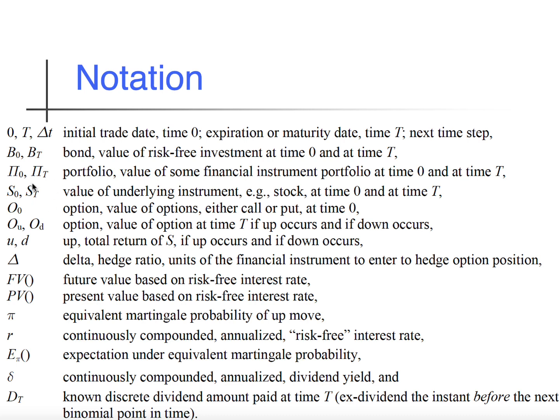The underlying instrument is assumed to be S. The options will be O, either call or put. The U and the D is the total return if the stock goes up or down. Delta is going to turn out to be the hedge ratio and the number of units of the financial instrument to enter to hedge the option position. We'll have future and present value functions. We'll have the equivalent martingale probability of an up move, which we'll explore in more detail. The risk-free rate is going to play a key role, and we'll be taking expectations under this particular equivalent martingale measure probability. We're going to model dividends as both continuously compounded or discretely compounded and assume that it's paid at some future point in time.